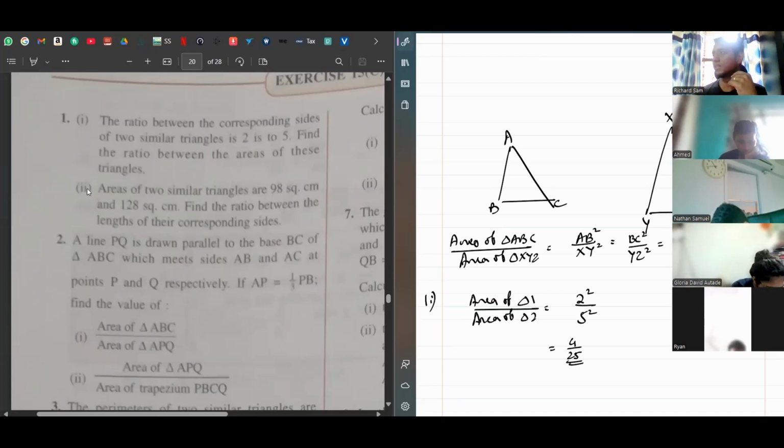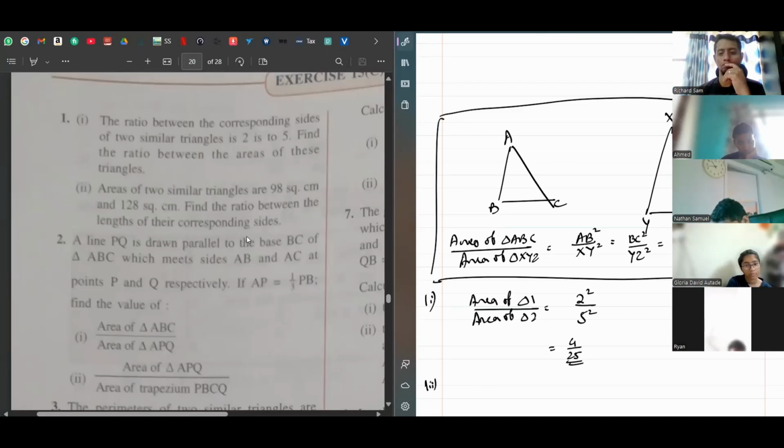Similarly, do the second question here. In the second one, what have they given? Areas of two triangles. Yes, they gave the areas. You have to find the ratio of their sides. It's the opposite way.